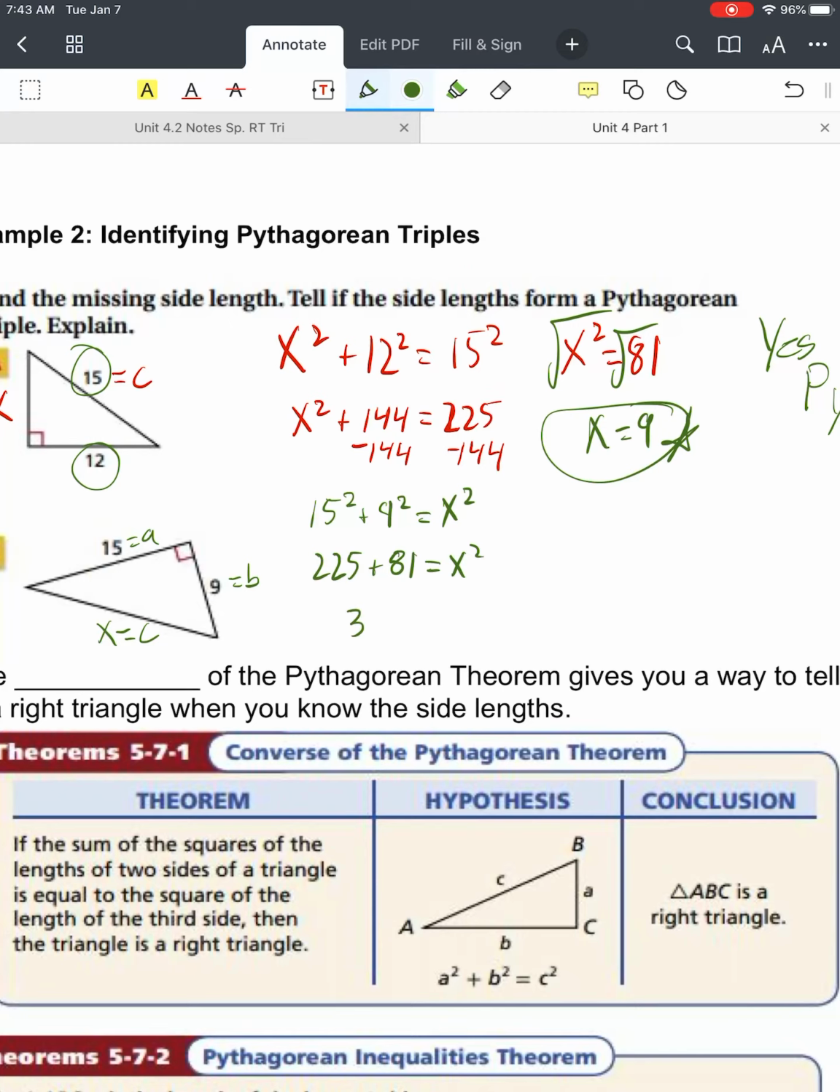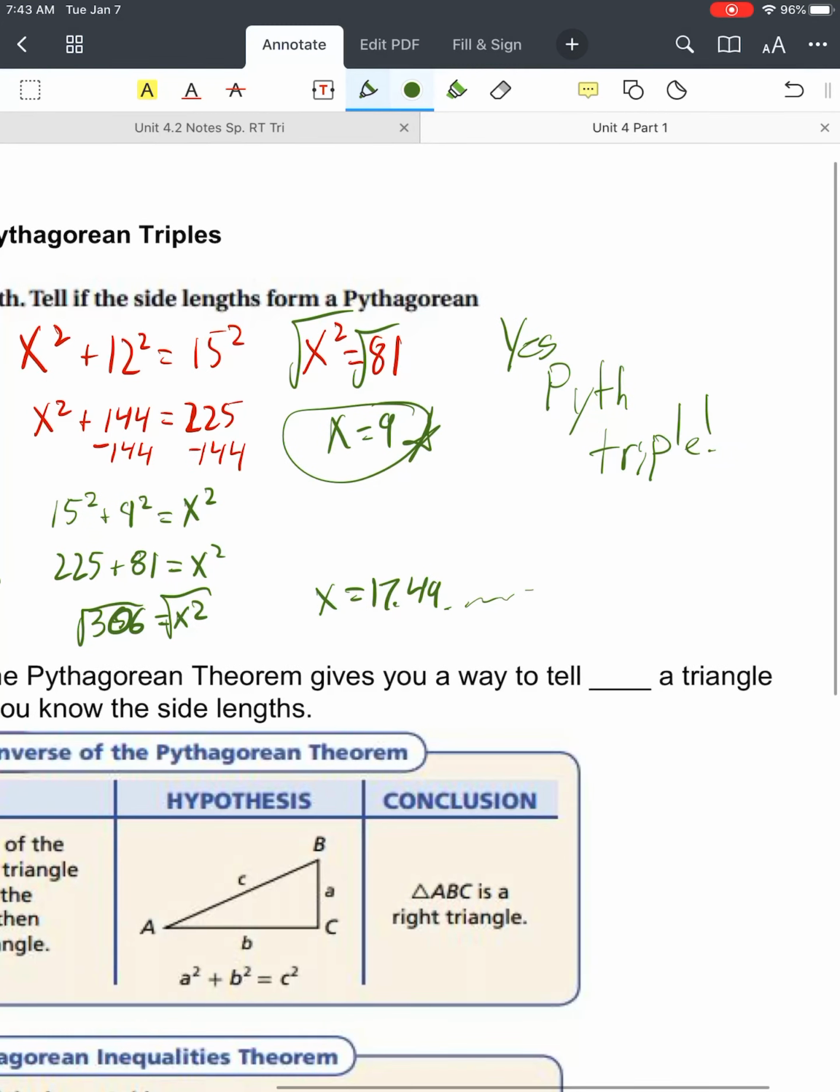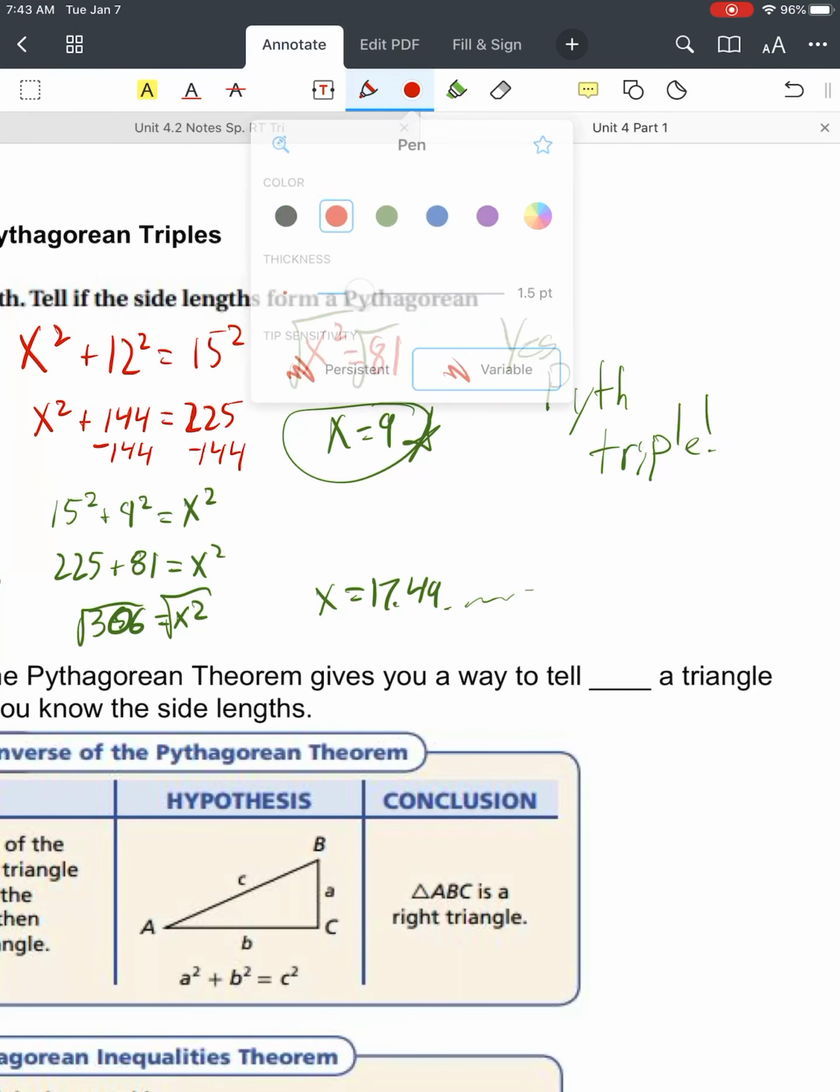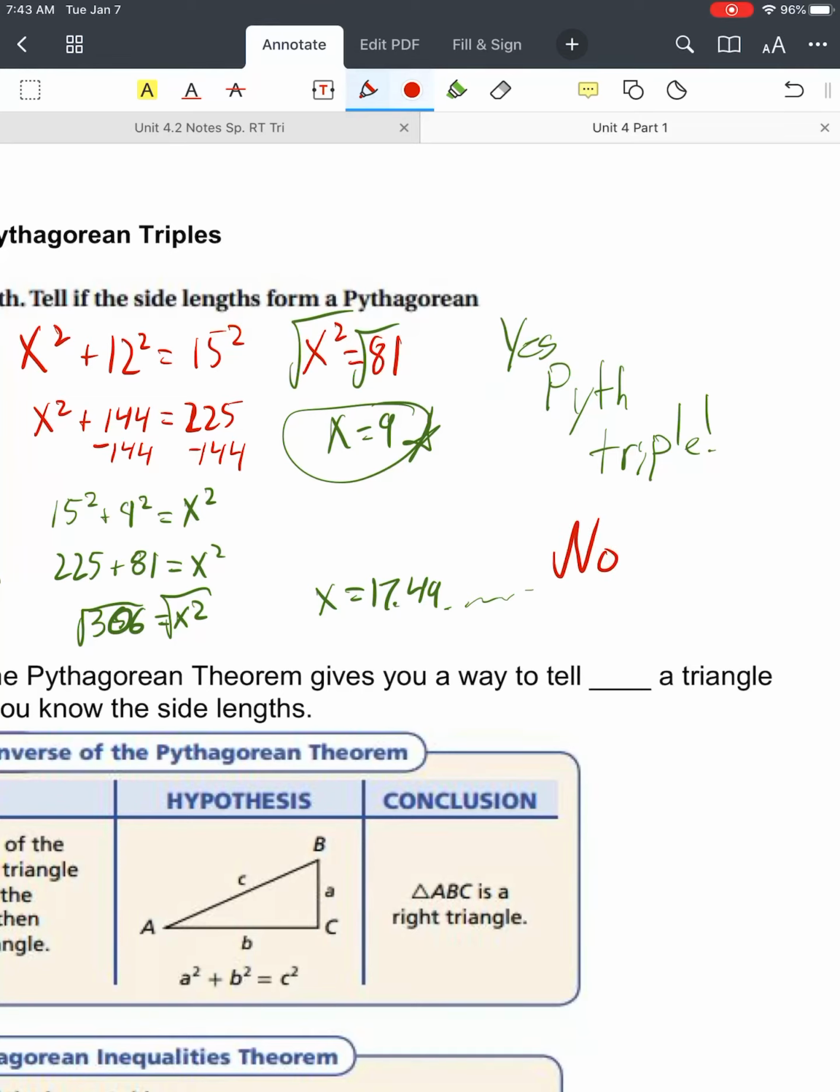And when we combine these two, we get 306. And when we take the square root of 306, we end up getting about 17.49. It goes on forever. It's irrational. So since we get a decimal or an irrational answer, this is not a Pythagorean triple.